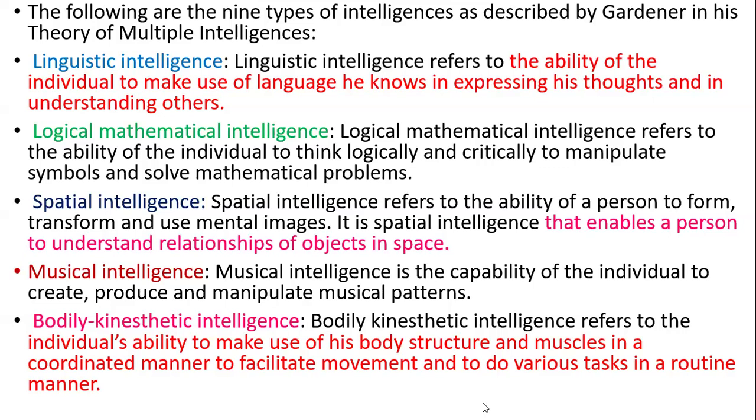Musical intelligence. Musical intelligence is the capability of the individual to create, produce, and manipulate musical patterns. So musical intelligence refers to a person's ability to understand, that means the ability to produce and manipulate musical patterns, like so now they can compose a song, put music, and understand the rhythm of the music. So that is called musical intelligence. What's the other one?